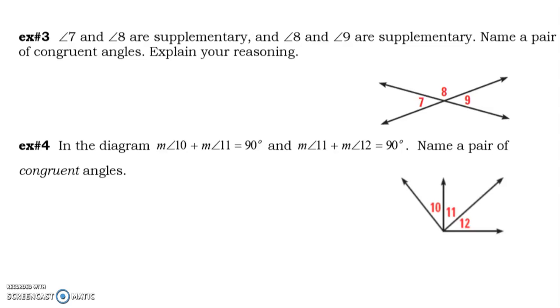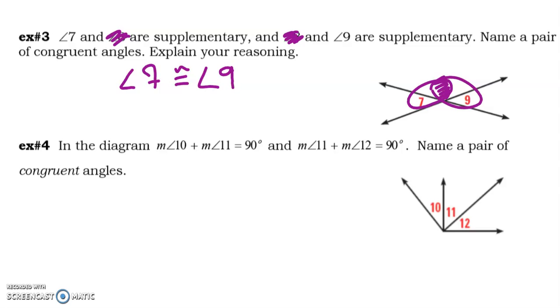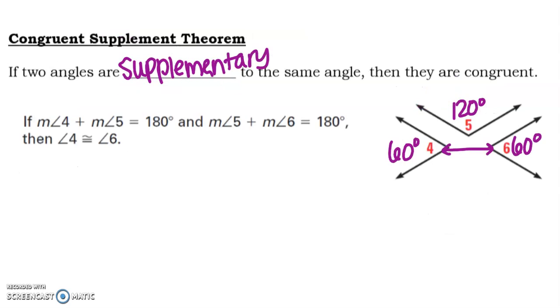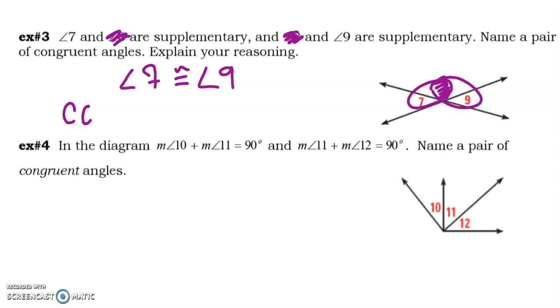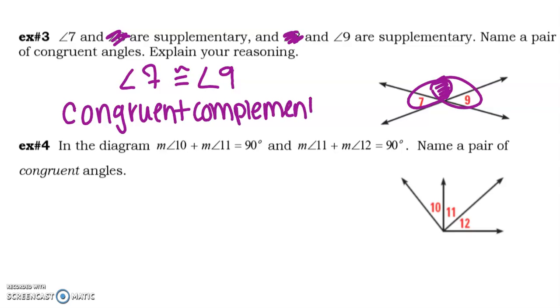So here they told me that angle 7 and angle 8 are supplementary, and that angle 8 and angle 9 are supplementary. So they're both supplementary to angle 8. So we get rid of the middleman, and now we know that angle 7 is congruent to angle 9. And this is by the congruent complements theorem. And we can abbreviate theorem as THM.